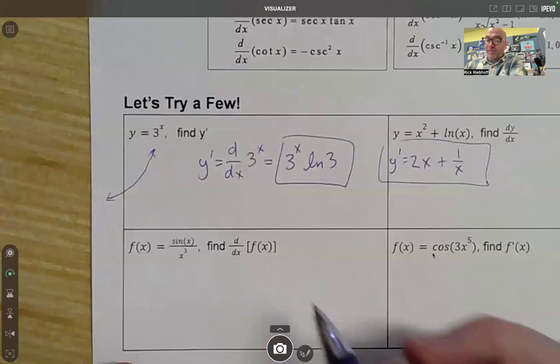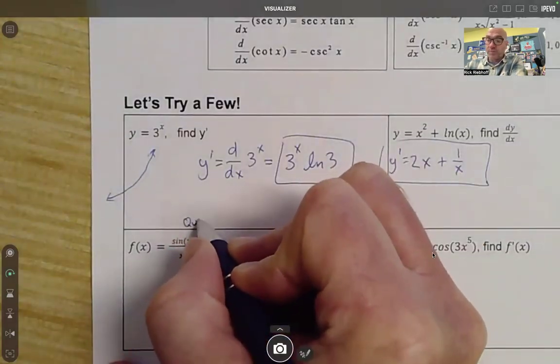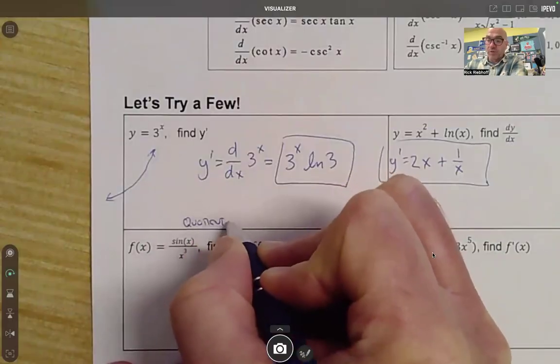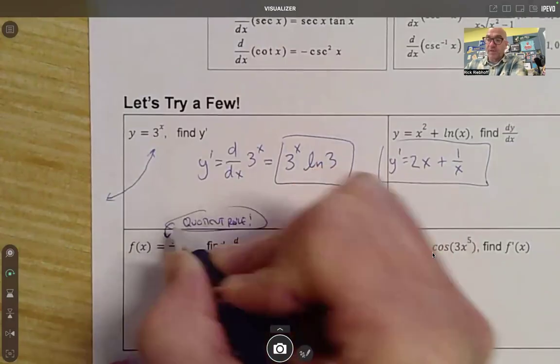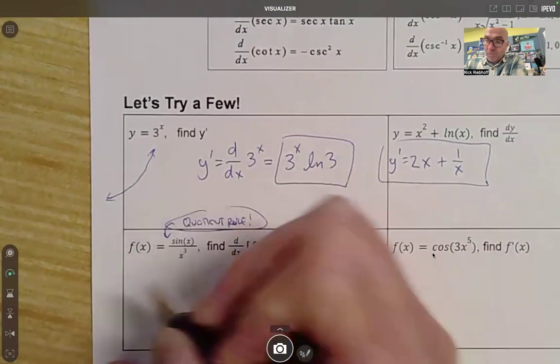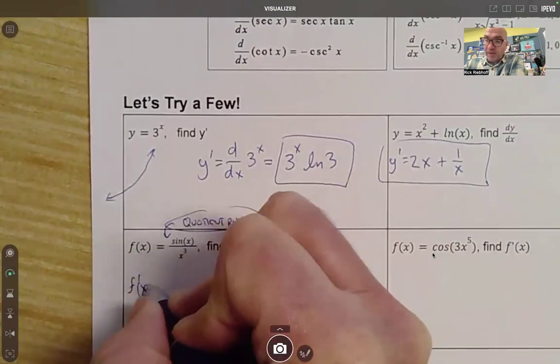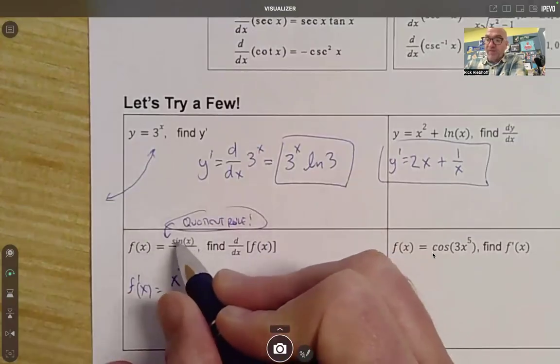Now we've got some fun. As soon as I see this, I should think what rule? Quotient rule. Okay. Quotient rule. I might even write it down. So what is the quotient rule? It's low. So f prime of x equals the low times the derivative of the high.